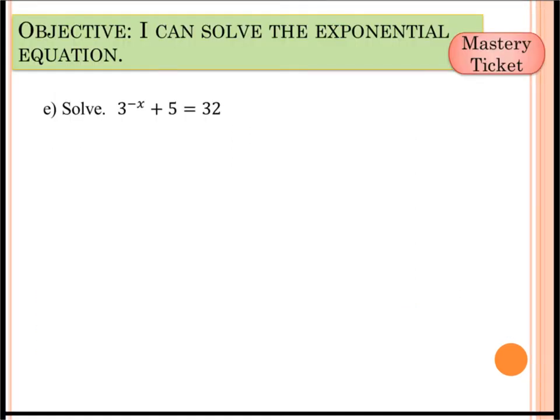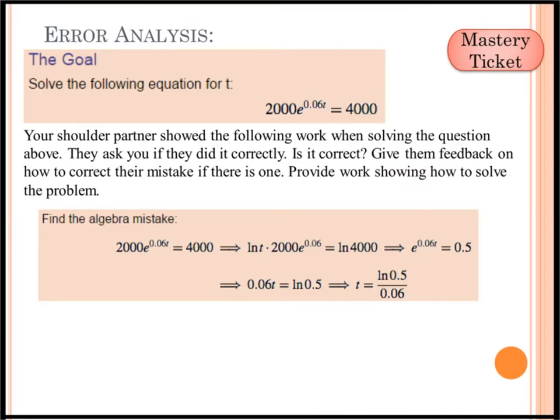Let's look at the mastery ticket. You're going to be able to solve this problem when we're done. And you will also be able to do this error analysis. Notice this one has a base e, and there's some kind of algebraic mistake that is made in the solving of this, and by the end of this lesson you should be able to spot what it is.